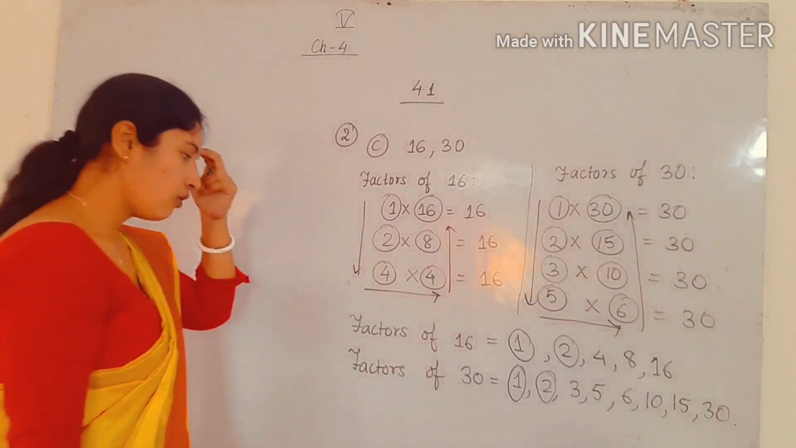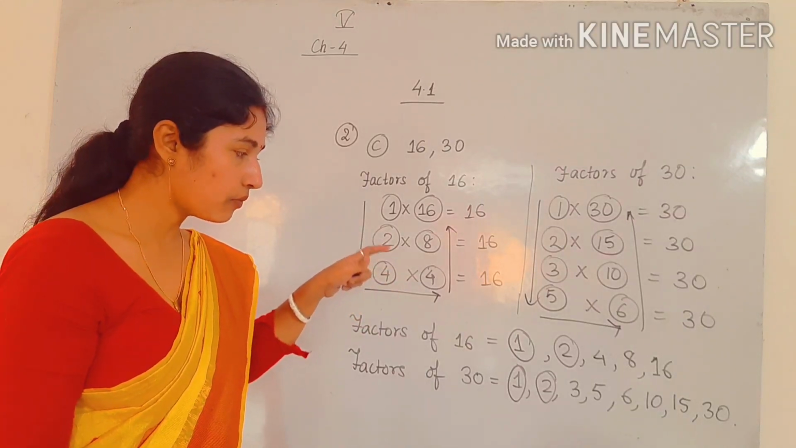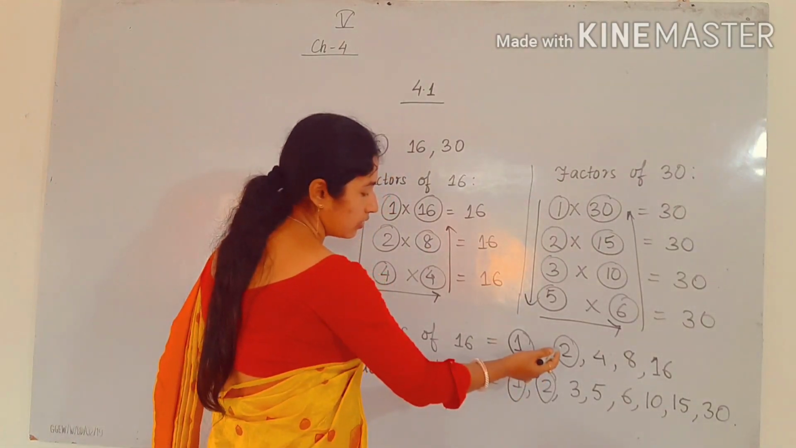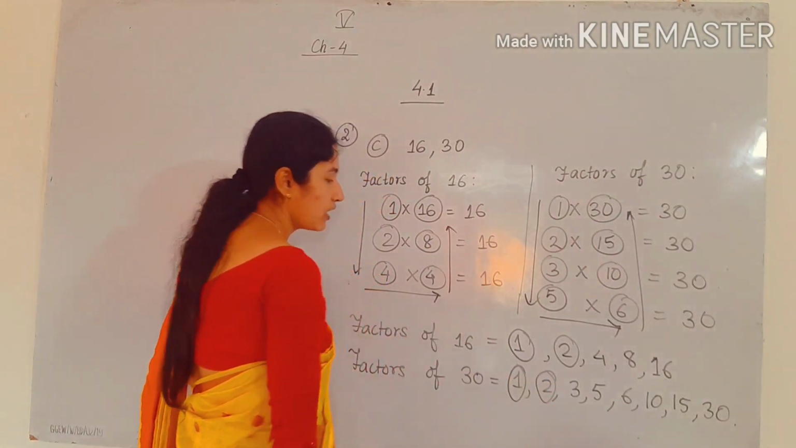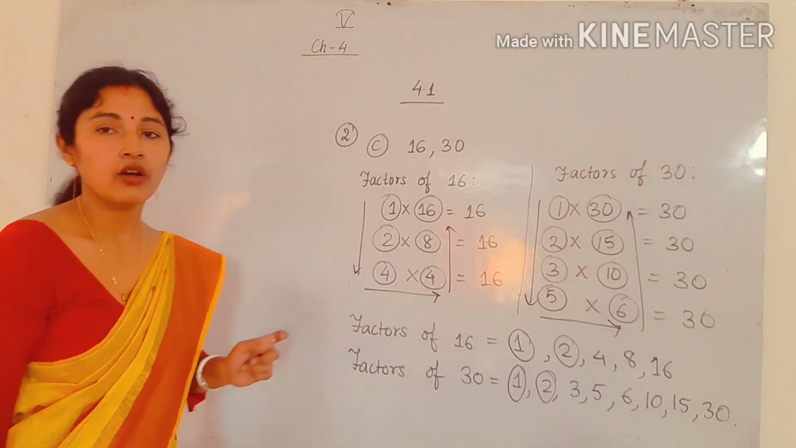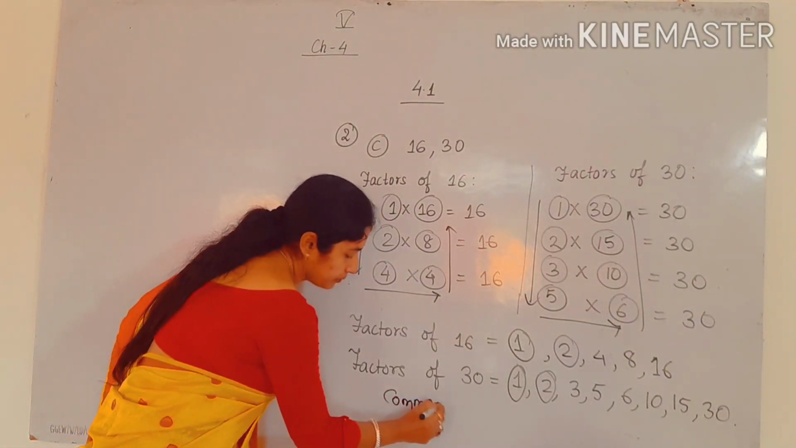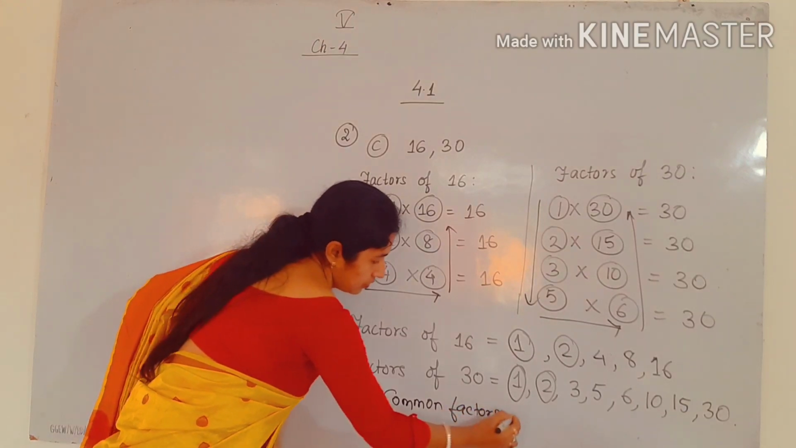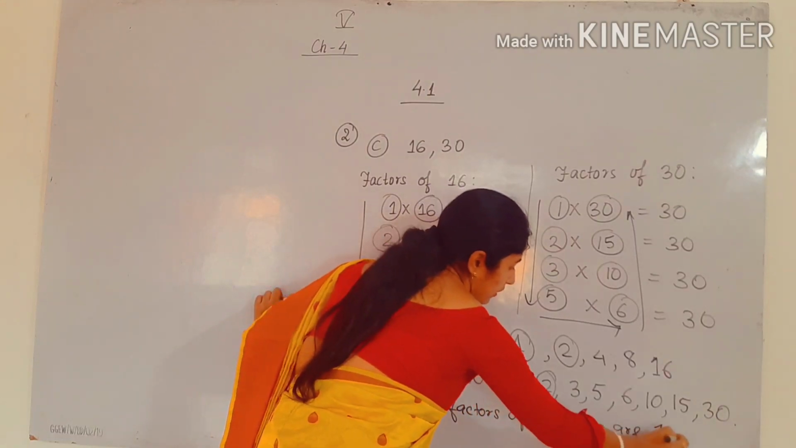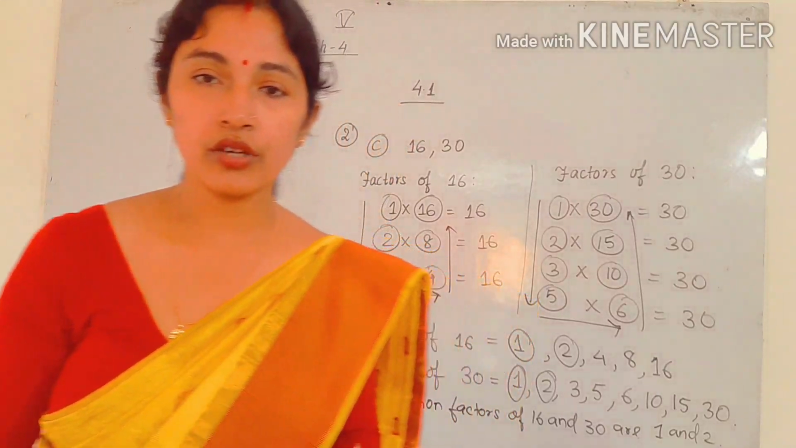Okay. So now you have to write the common factors of both the numbers. So see, I have circled the common numbers. So here you can see the common numbers are 1 and the second common number is 2. So we can say that the common factors of 16 and 30 are 1 and 2. So in the last line you have to write common factors of 16 and 30 are 1 and 2.